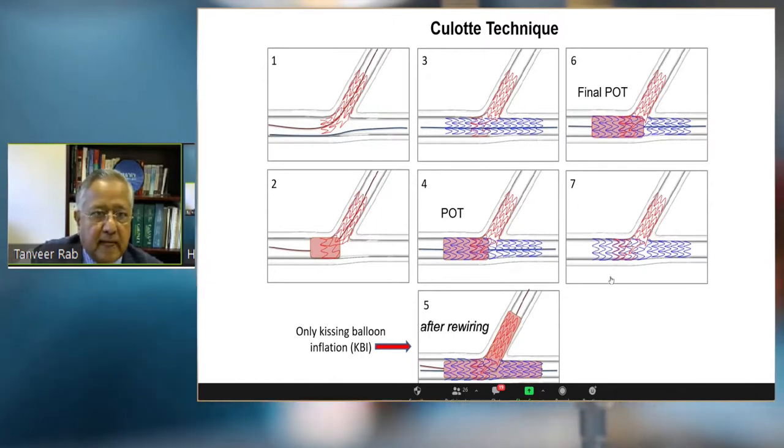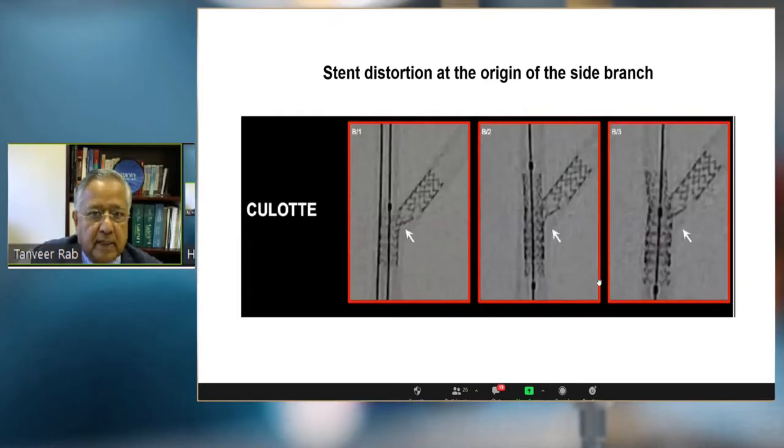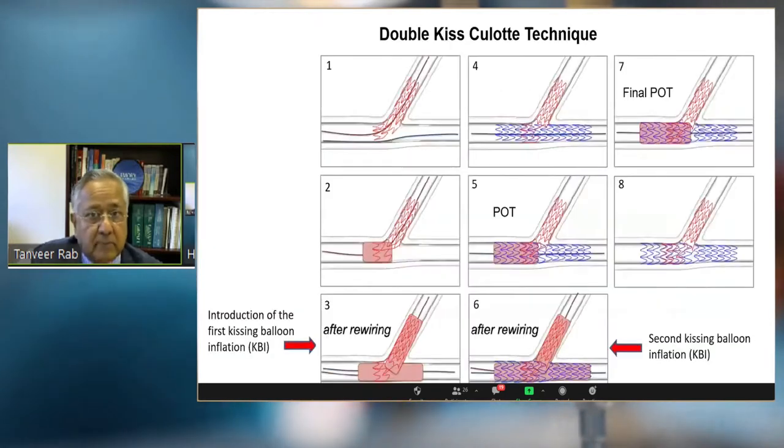The problem with that was there was stent distortion at the origin of the side branch in the classic culotte technique. And so DK culotte came across as a two-kiss technique, or double-kiss technique. Again, stent from the side branch to the main vessel. And then you rewire.